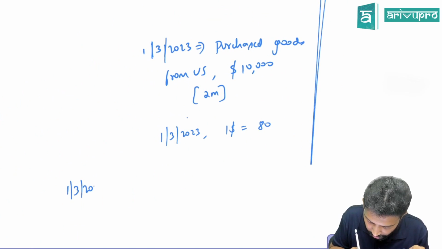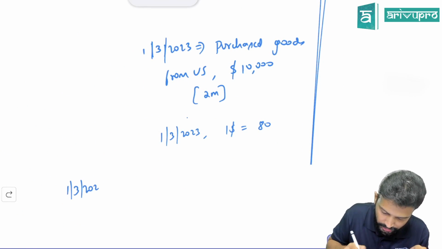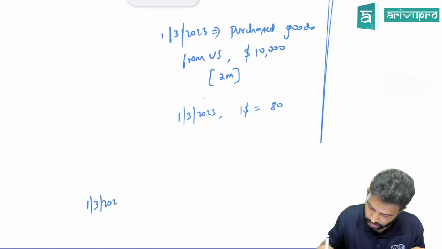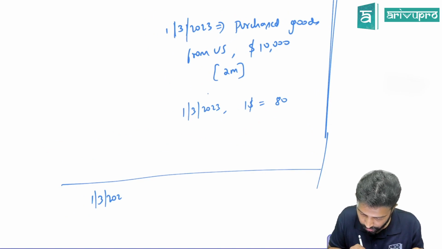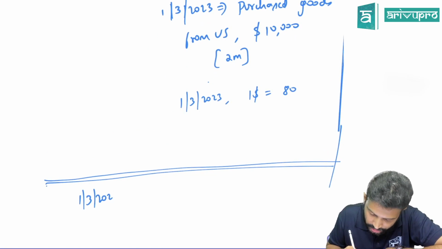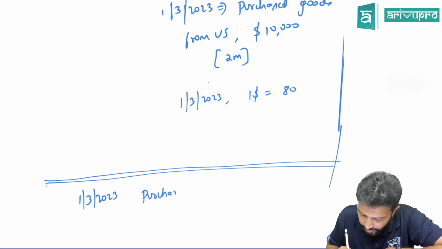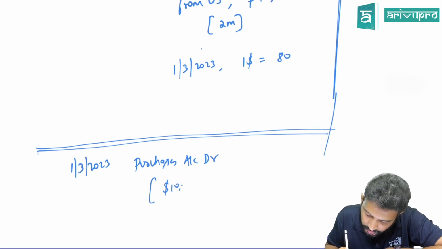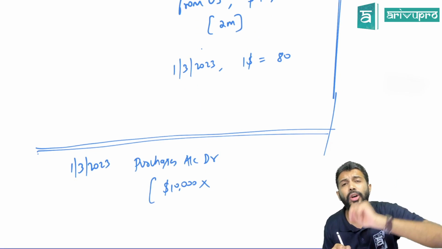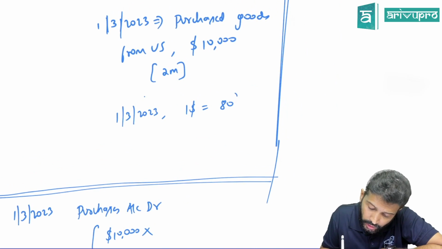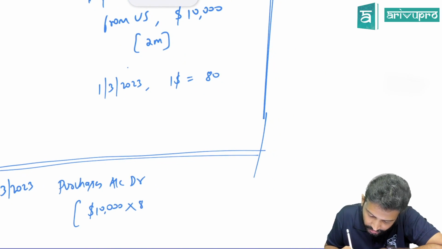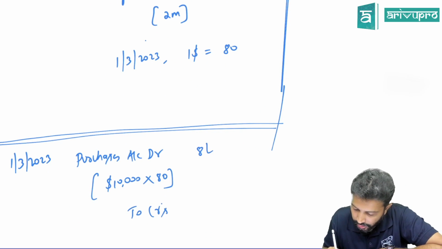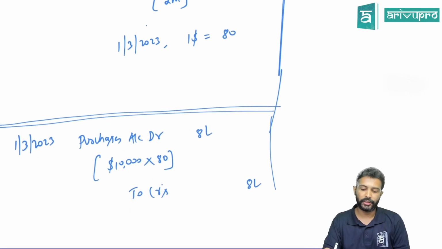Can you tell me? On 1st March 2023, what journal entry will I pass? Purchases account debit. How many dollars? $10,000. But I need to convert these dollars into rupees. On 1st March, $1 was how much, sir? 80 rupees. That means you multiply 10,000 by 80. So it will become what? 8 lakh. So purchase account debit to creditors account 8 lakh rupees. This is the journal entry.